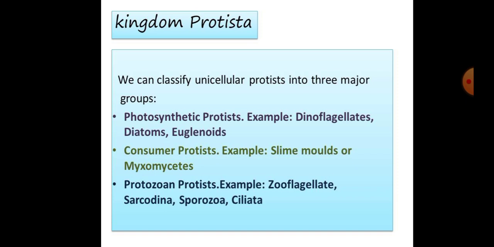Second group is consumer decomposer organisms like slime molds or myxomycetes, which are called cellular and acellular slime molds. Third one is protozoan protista. Example, zooflagellates, sarcodina, sporozoa, and ciliata.